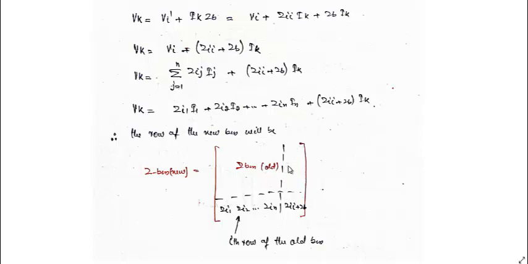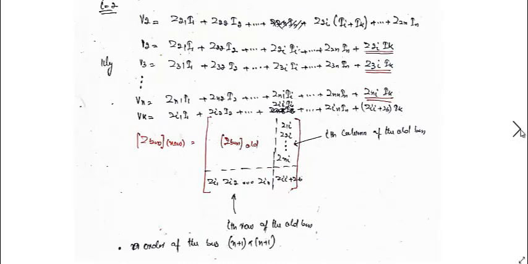Now let us try to derive the column of this, because in that case this is the kth row equation. Now we have to see other voltages, from which we can get the column of this matrix. Now let's say I is equal to 2 from here.